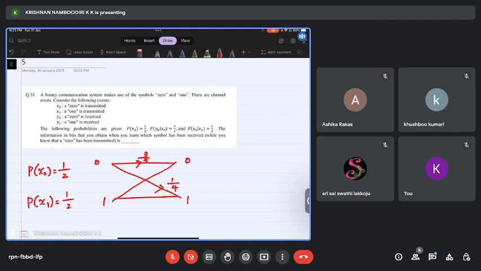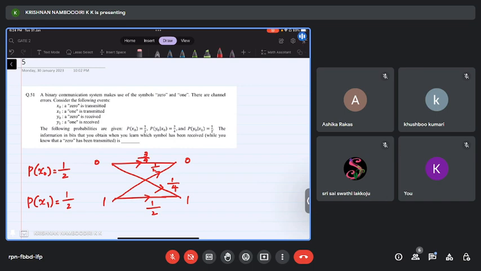Agree? Now, probability of y0 given x1 is half. That means if I transmit 1, with probability half the received symbol will be 0. Correct? Y0, given the fact that x1, that is 1, is transmitted. So here the probability is half. Here also the probability is half. 1 minus half is again half. Correct? Now the question is the information in bits that you obtain when you learn which symbol has been received, while you know that a 0 has been transmitted. So again, it's a numerical answer type question. It's a question related with information theory. It is in fact a question to find out the entropy of something.